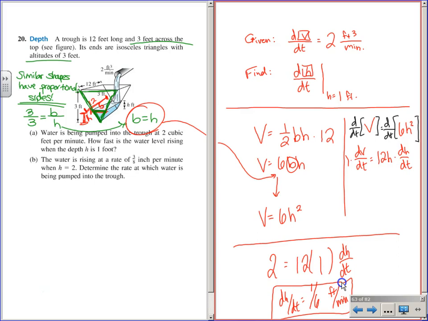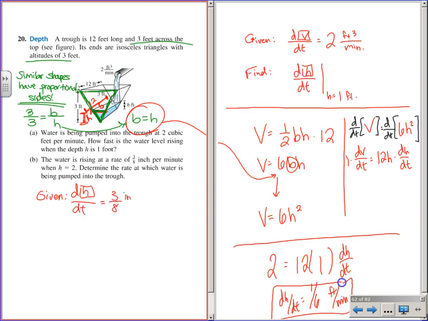So what's going on with letter B? Hey, can't I use everything I just had? Just what changes? What's my given now? Same trough, just things change a little bit. Yeah, I'm given water rising at a rate of dh dt, because the water level is changing at 3/8 inches per minute. And hopefully you realize inches couldn't be a dv dt anyway.